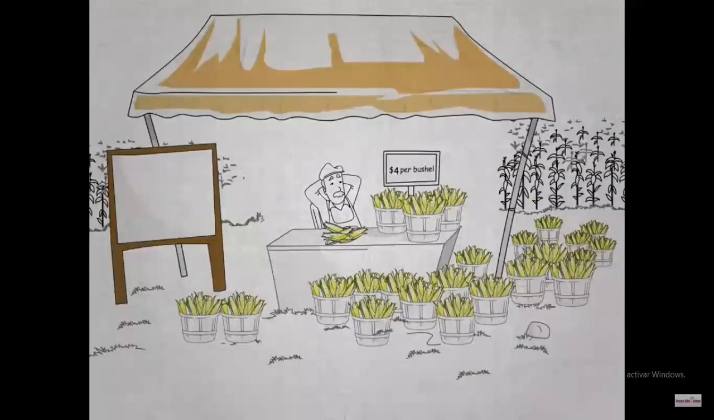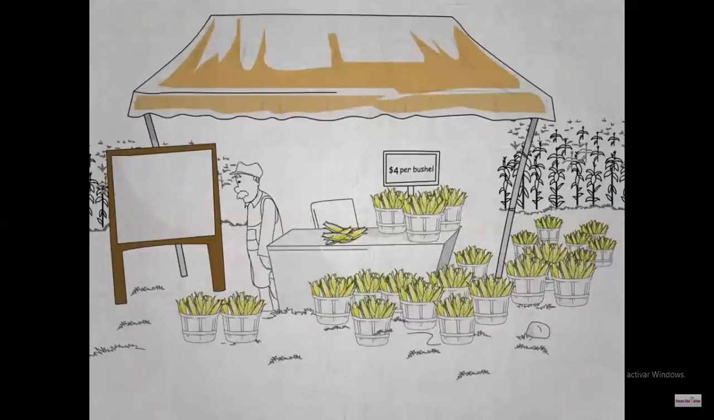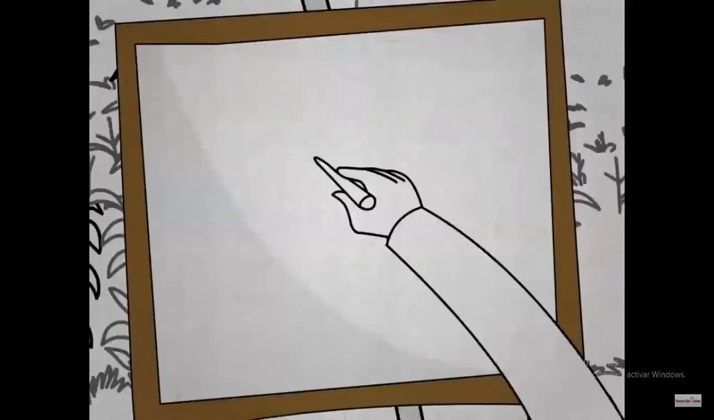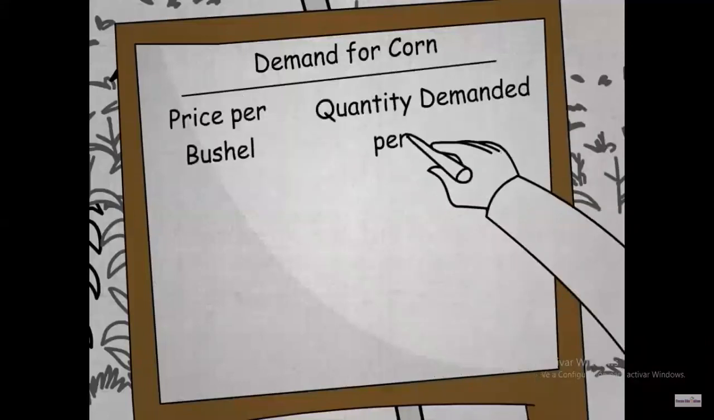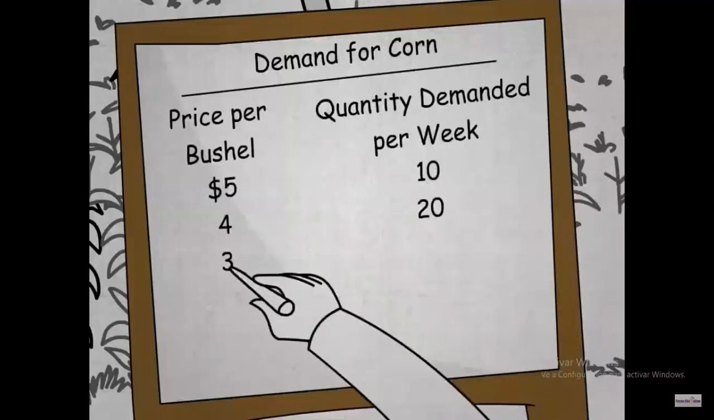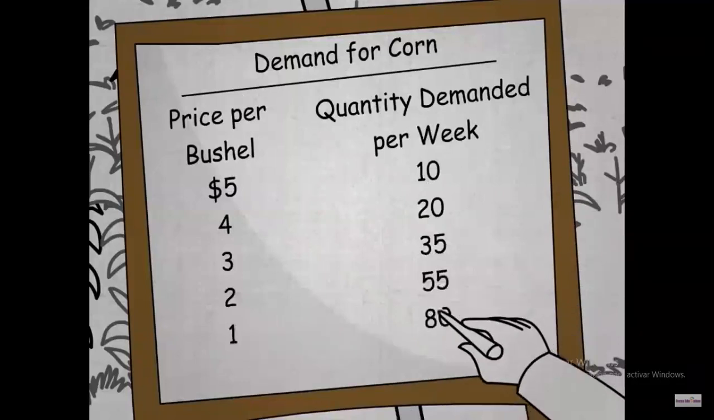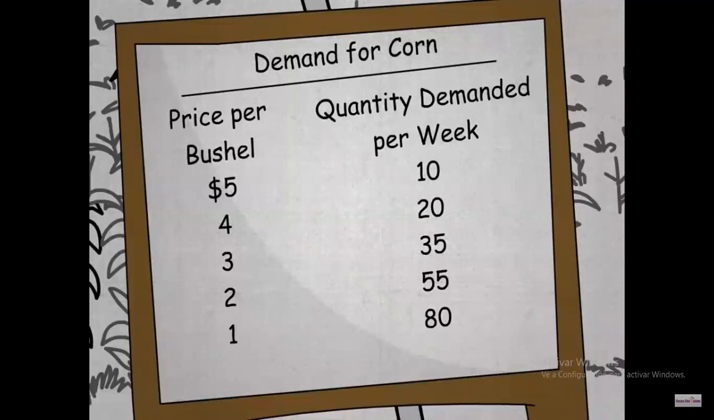Let's consider this hypothetical demand schedule for a single consumer purchasing bushels of corn. This table shows how the various prices of corn and the quantity of corn a particular consumer would be willing and able to purchase at each of these prices are related. At $5 per bushel, the consumer is willing and able to buy 10 bushels per week.